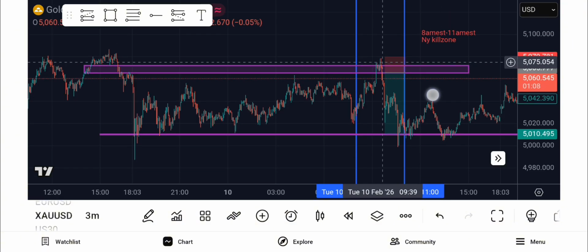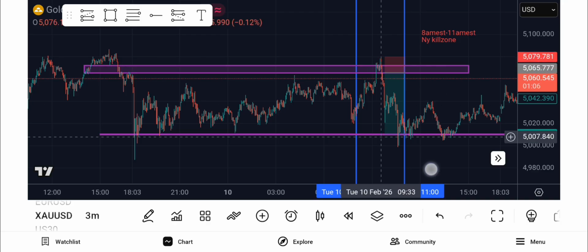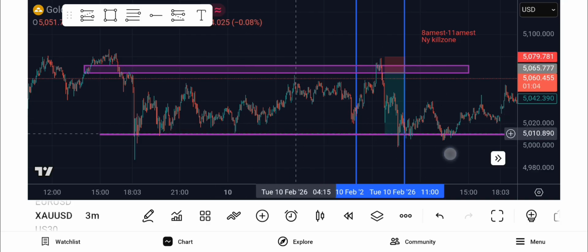Notice how as soon as it hit that fair value gap, it just went straight to that liquidity zone around here.